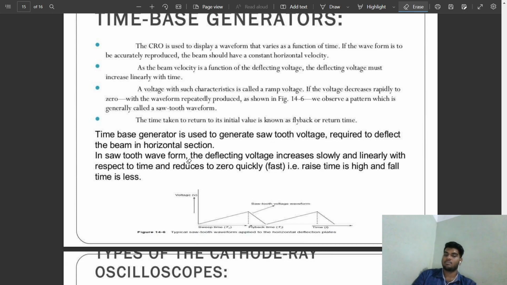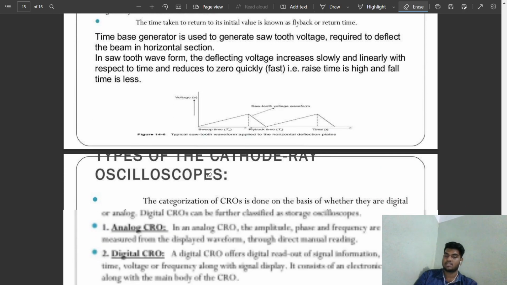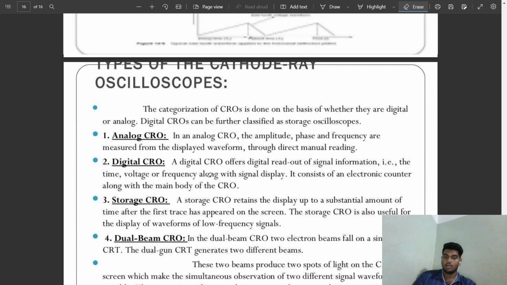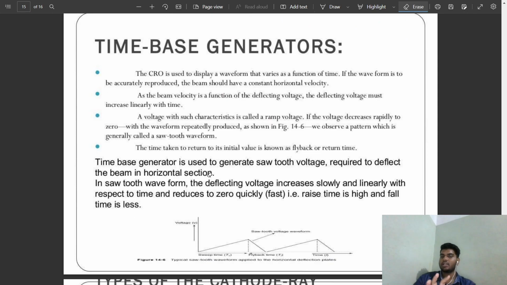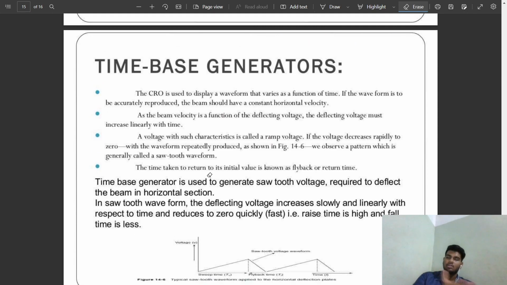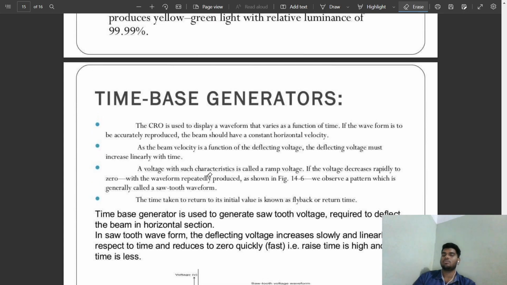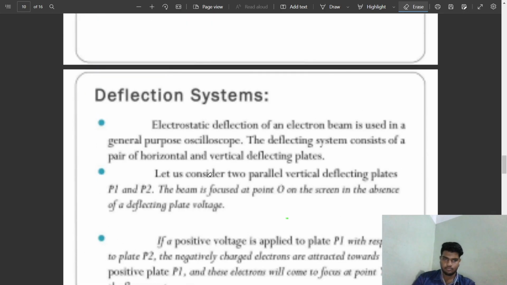In the sawtooth waveform, the deflecting voltage increases slowly and linearly with respect to time and reduces to zero quickly. The rise time and the fall time is less. Now, you generally understand what a time-base generator is, right? Combining the sawtooth waveform signal and the vertically amplified signal, we are able to generate a horizontal signal, right?